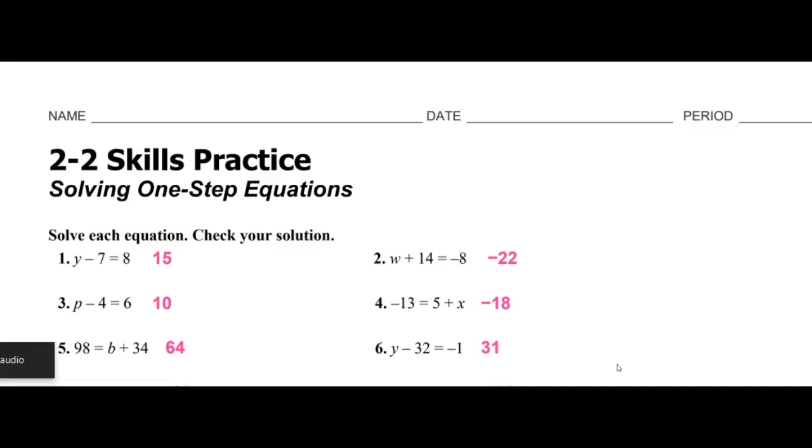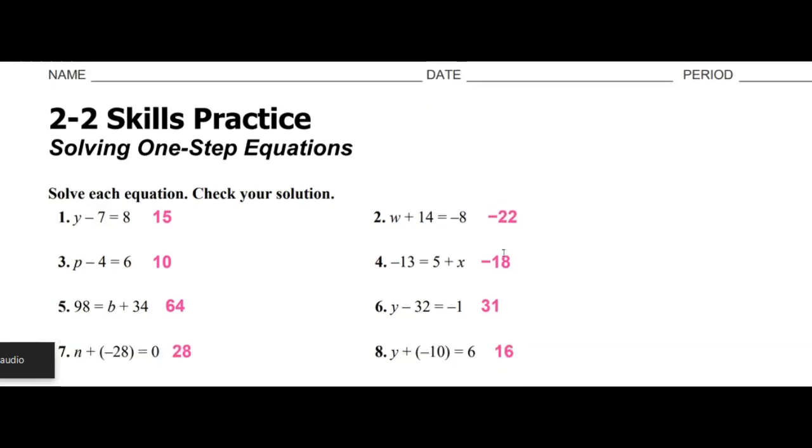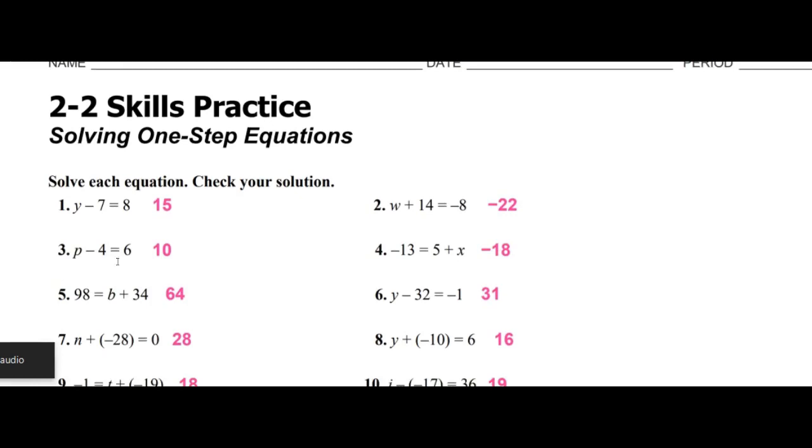All right, so looking at number 1, you should have gotten y equals 15. Number 2, w equals negative 22. Number 3, p equals 10. 4, x equals negative 18. 5, b equals 64. 6, y equals 31. 7, n equals 28. And 8, y equals 16.